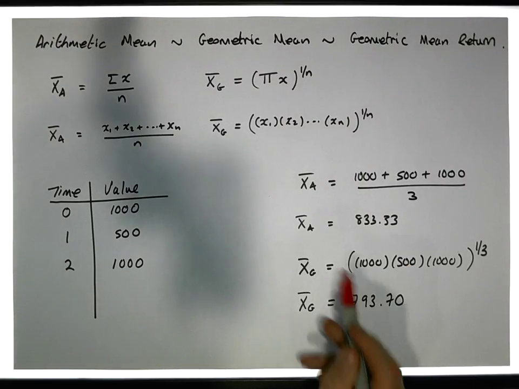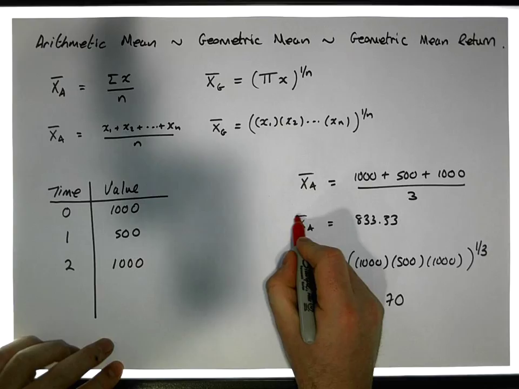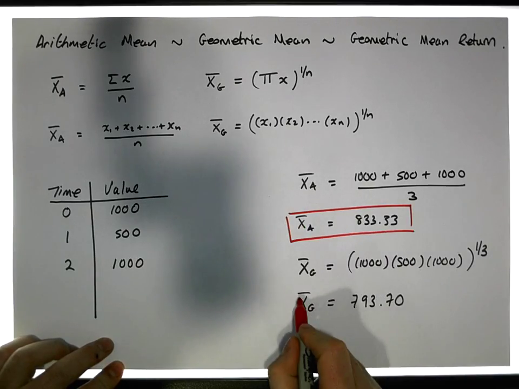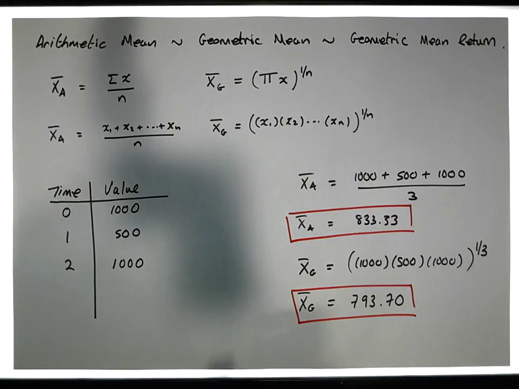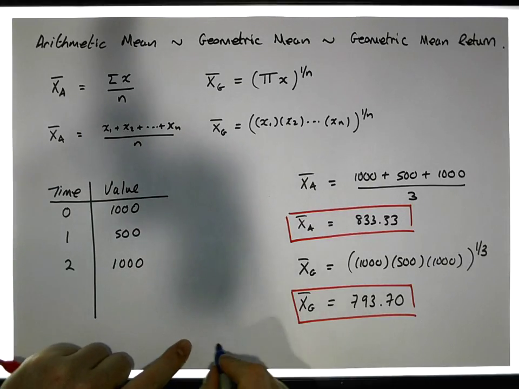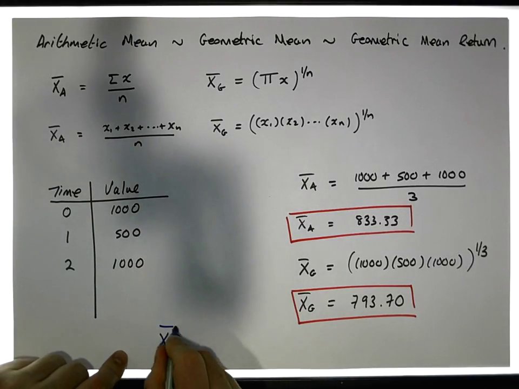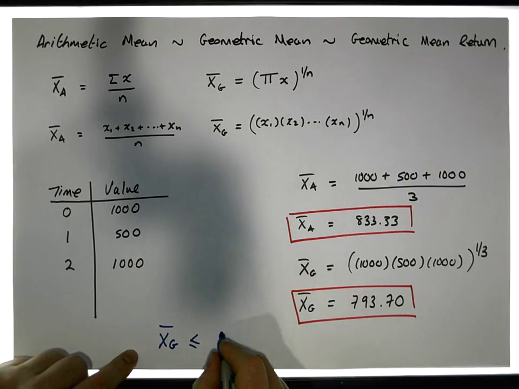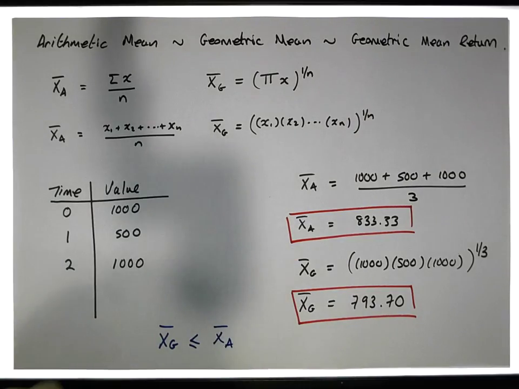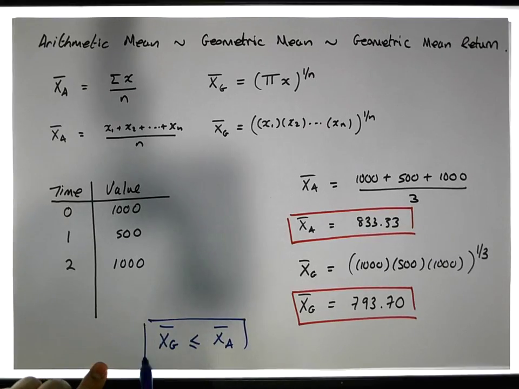Okay, so we can see in this case that an important point here is that the geometric mean, x bar of g, is always going to be less than or equal to x bar of a, the arithmetic mean. Keep that in mind, that's an important point here.